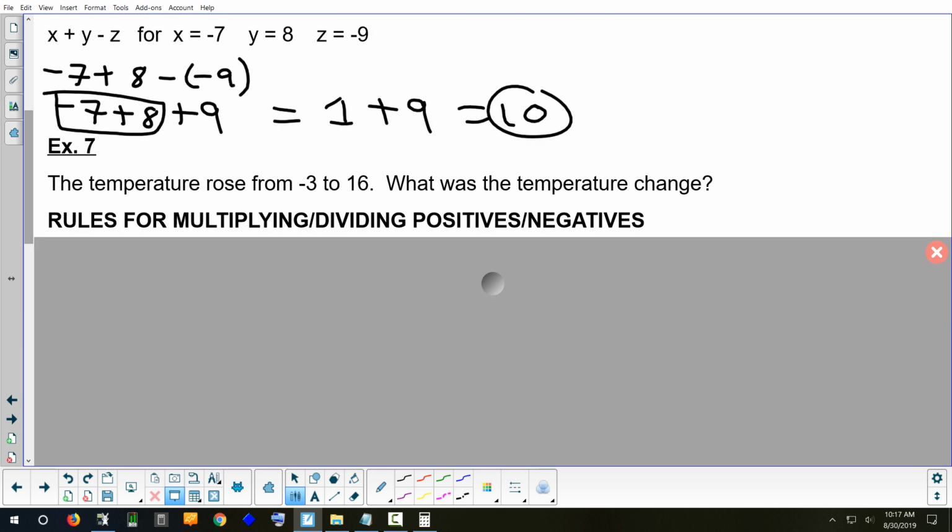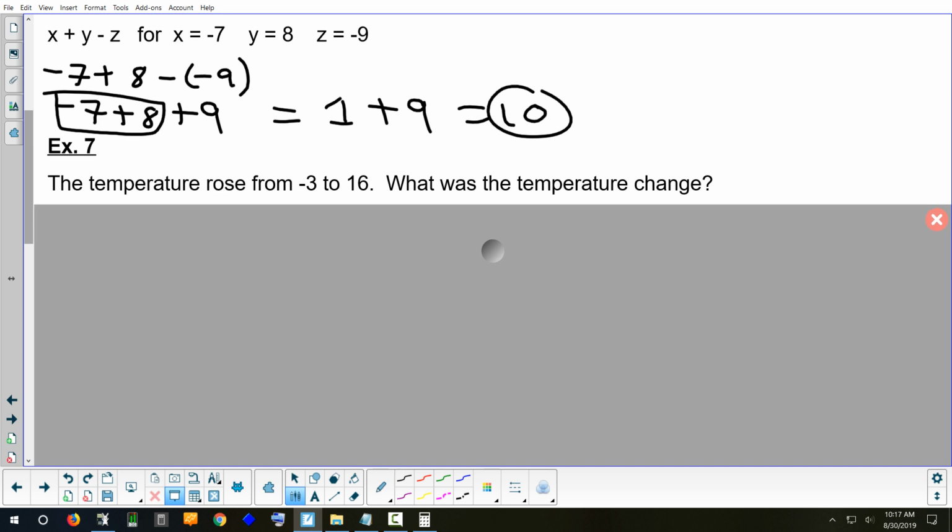Okay, example 7. I don't think you guys have this written. So it says the temperature rose from -3 to positive 16. They're asking what's the difference in the temperature from -3 to positive 16.